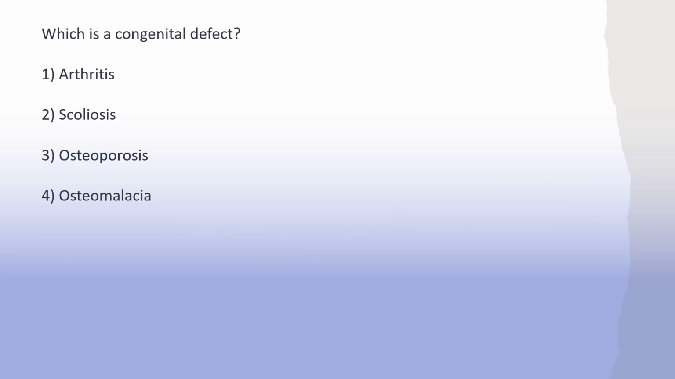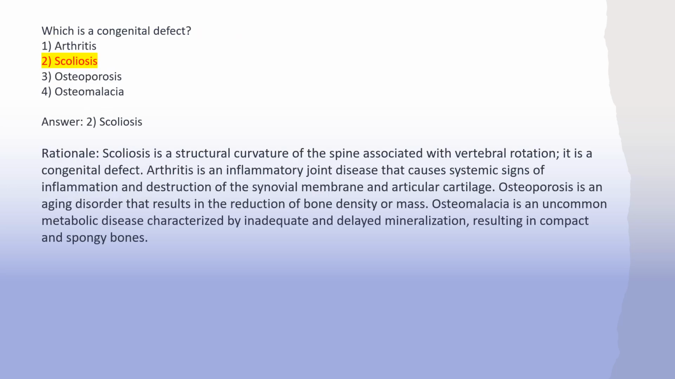Which is a congenital defect? 1. Arthritis. 2. Scoliosis. 3. Osteoporosis. 4. Osteomalacia. Answer 2. Scoliosis. Rationale: scoliosis is a structural curvature of the spine associated with vertebral rotation. It is a congenital defect.